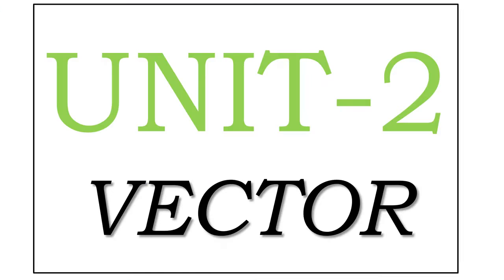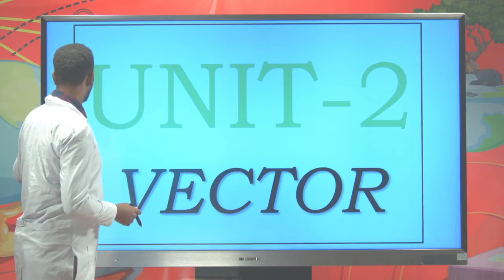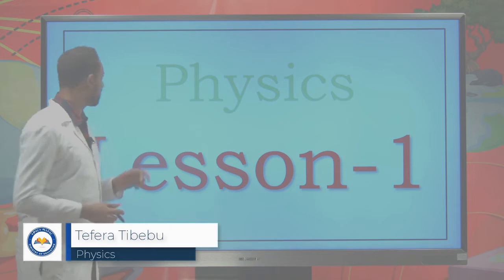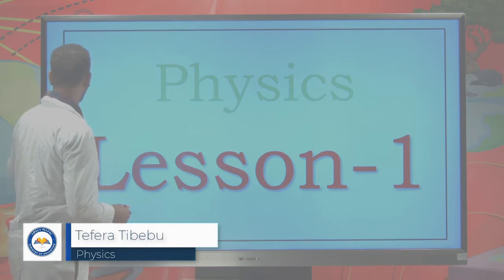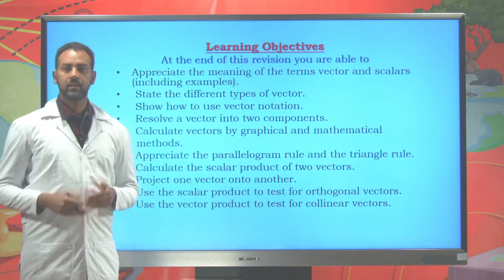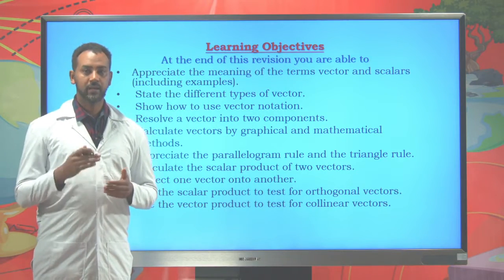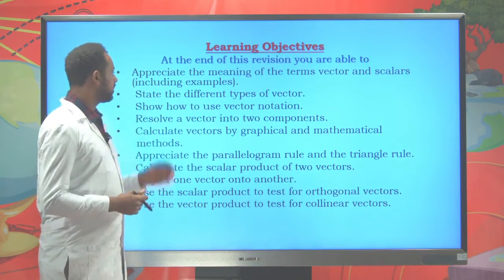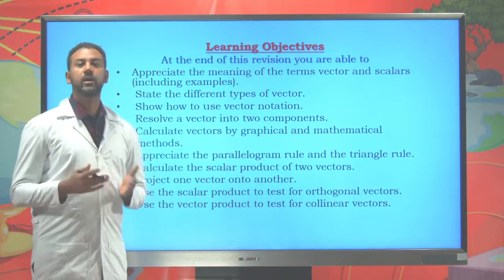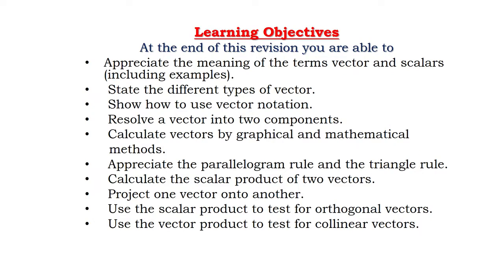Hello, our viewers. Today we'll try to discuss vectors. And when we discuss vectors, we'll revise some main points. These points are: we'll define what vectors are, and we'll list some of the types of vectors. Then we'll use the vector notation forms, and we'll be able to resolve vectors into their components.